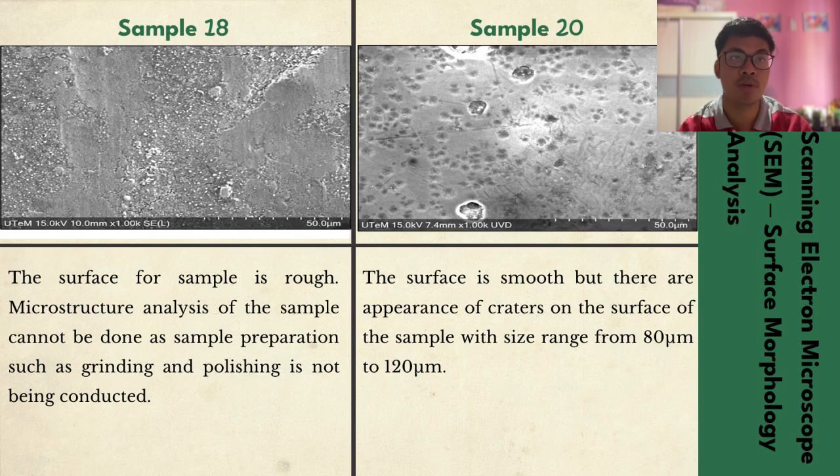The surface for sample 18 is rough, as sample preparation such as grinding and polishing is not conducted. Hence, microstructure analysis for sample 18 cannot be done. For sample 20, the surface is smooth, but there is an appearance of craters with a size range from 80 micrometers to 120 micrometers.